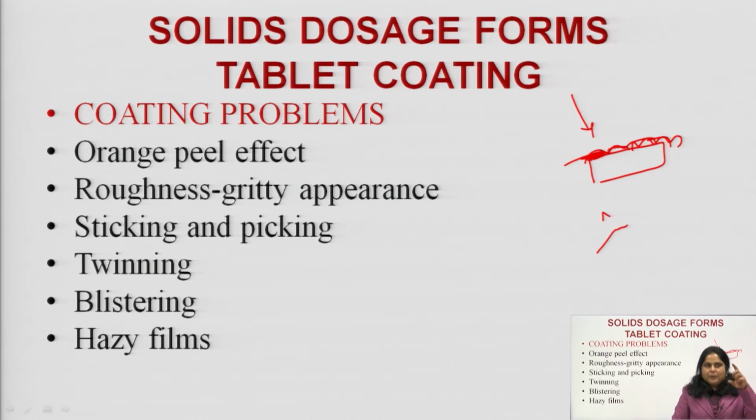So, if the position of the spray nozzle or atomization of the spray solution is not carried out perfectly, then orange peel effect can be seen, thus leading to the failure of the tablet coating process.